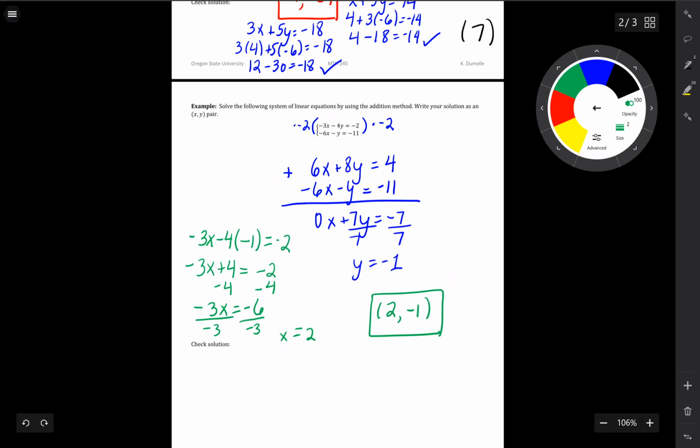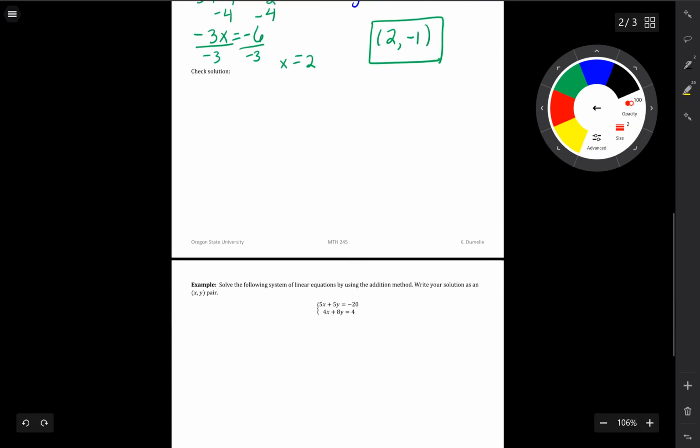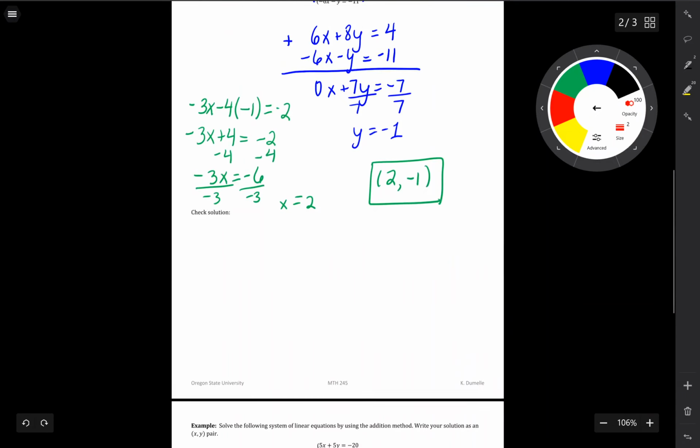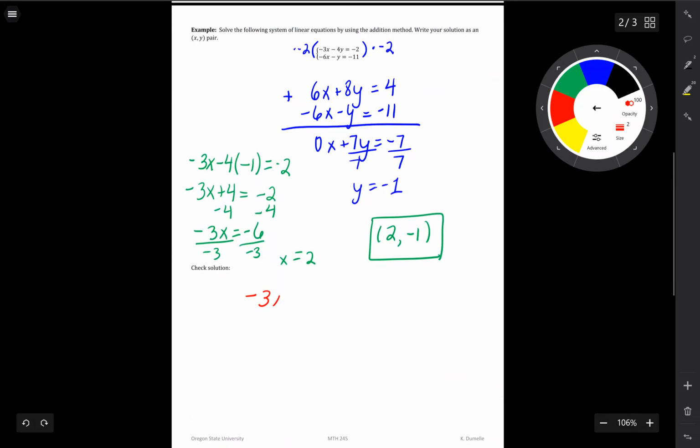So let's go ahead and check our answers to make sure that we are good to go. I'm going to plug our solution into both of the original equations. So I have negative 3, what was our equation? Negative 3x minus 4y equals negative 2. So plugging in x equals 2 and y equals negative 1 gives me negative 3 times 2 minus 4 times negative 1 equals negative 2.